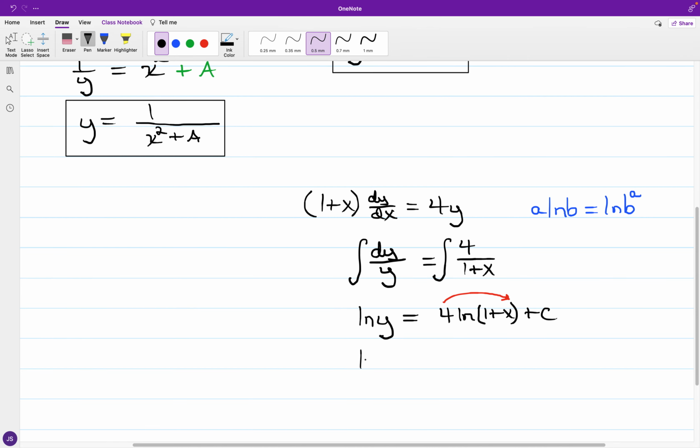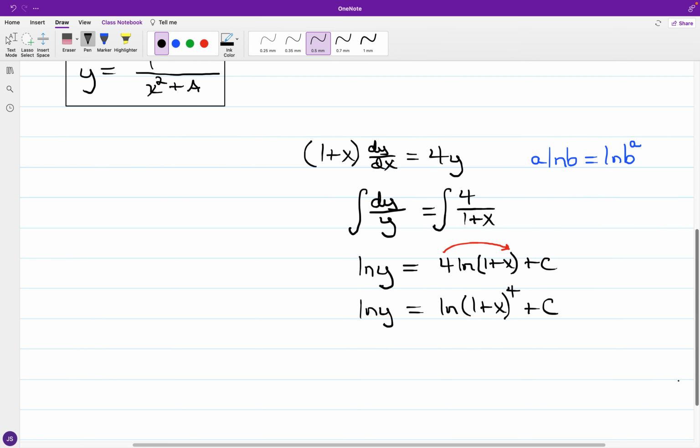So we have the natural logarithm of y is equal to the natural logarithm of the quantity of 1 plus x raised to the 4th plus c. And again, taking care of the natural logarithmic notation, we can treat both sides as powers to which e can be raised.